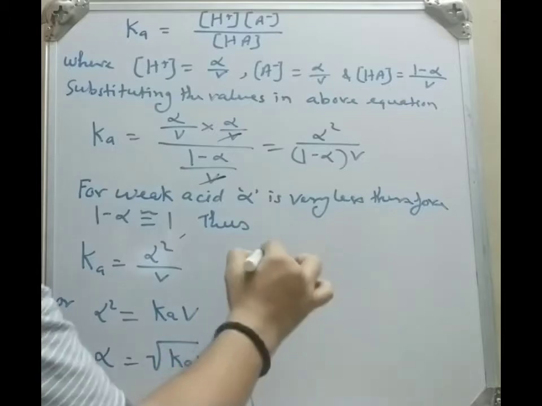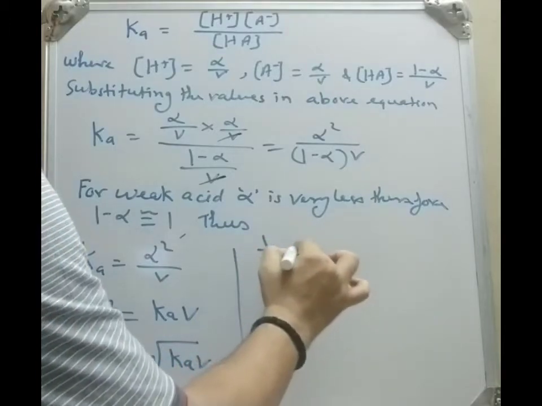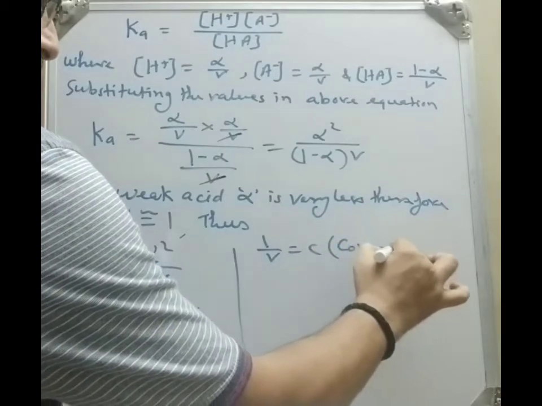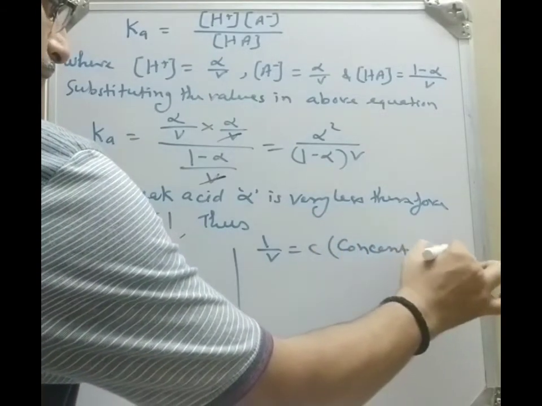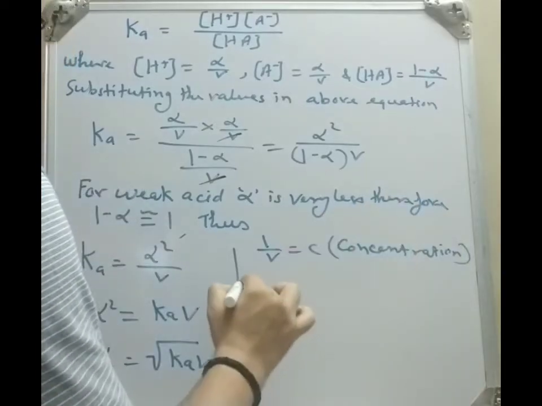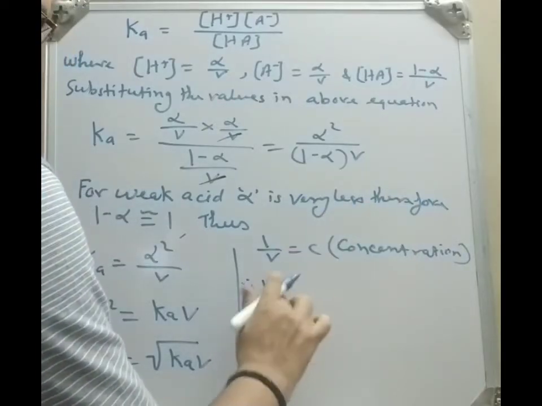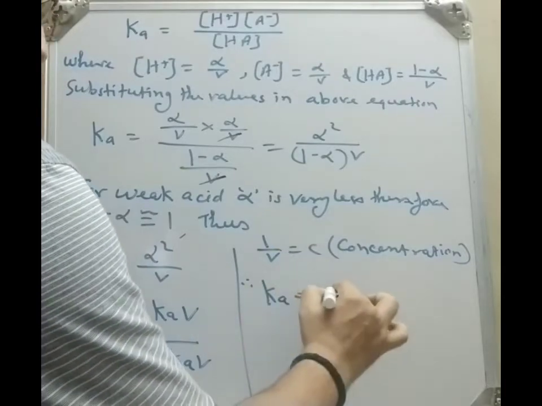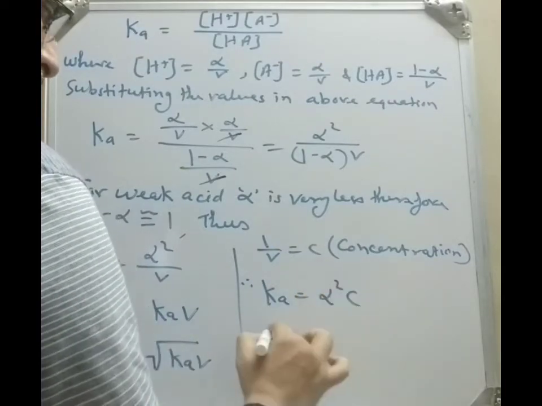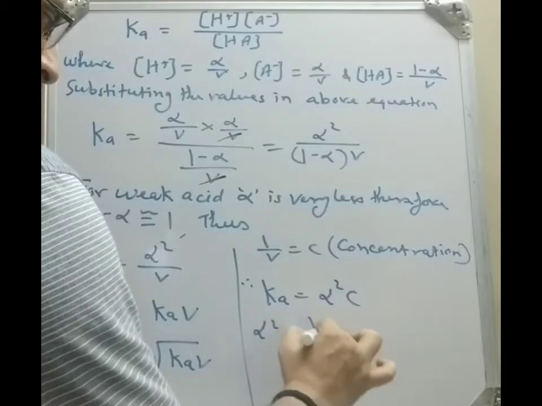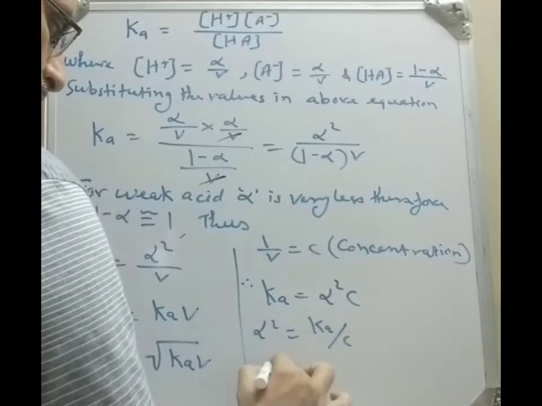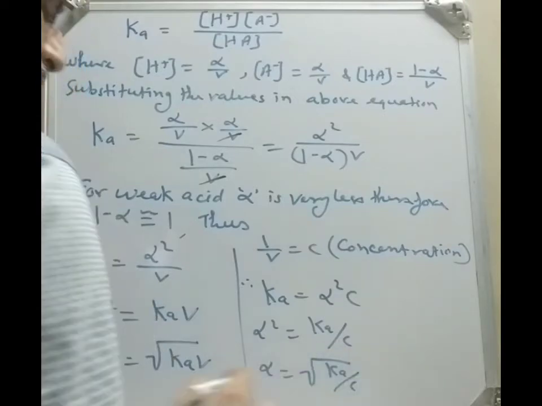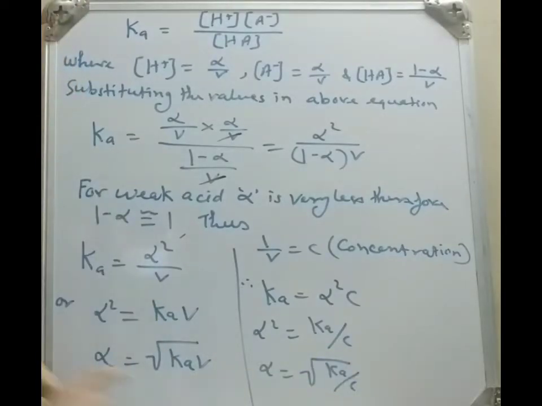Now we know that 1 upon V is equal to C, the concentration in mole per liter, the molar concentration. So this equation can also be written as Ka is equal to alpha square into C, writing C instead of 1 upon V. So alpha square is equal to Ka upon C, otherwise alpha is equal to root of Ka upon C. This is the Ostwald dilution law.